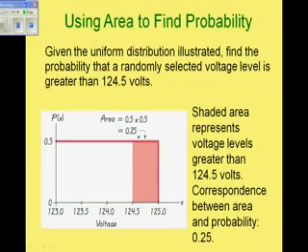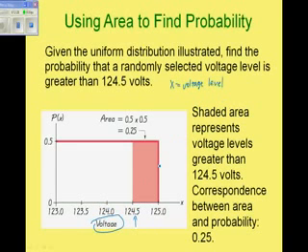This example in the book, they're saying that we have a uniform distribution, and these are voltage levels. Notice the x-axis here is voltage. So it says, let's see if we can find the probability that a randomly selected voltage level is greater than 124.5 volts. So again, let me label a little bit here. X is voltage level. It's a random variable. Voltages could be between 123 and 125 volts. And notice it's continuous, right? Definitely continuous. So that's why 124.5 is a possibility.